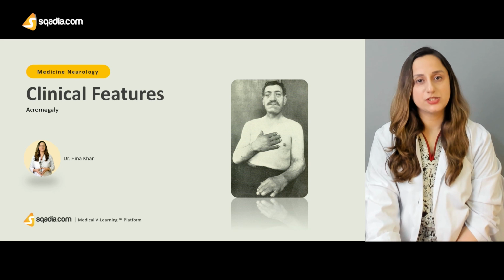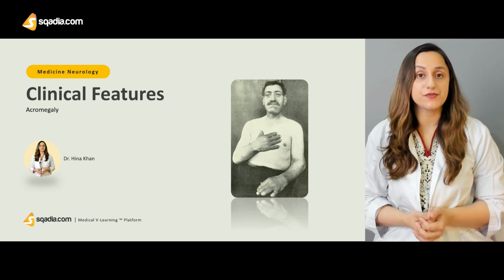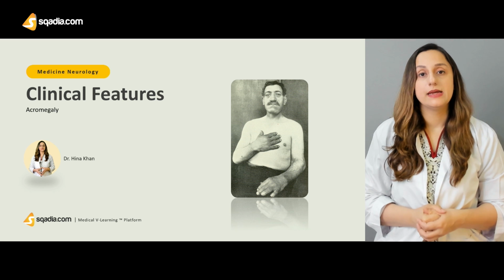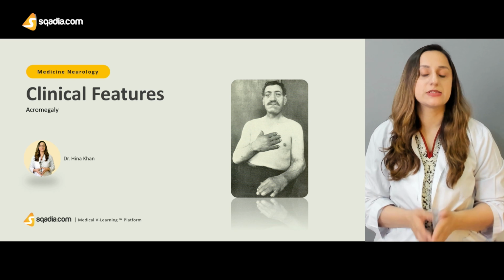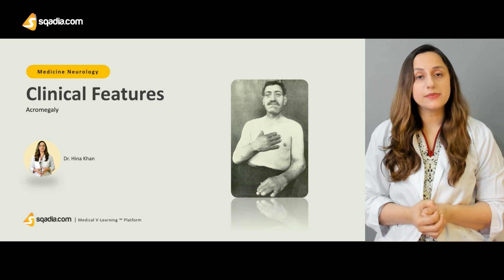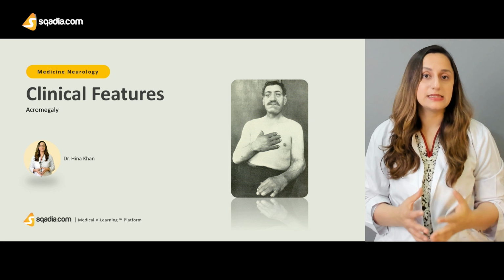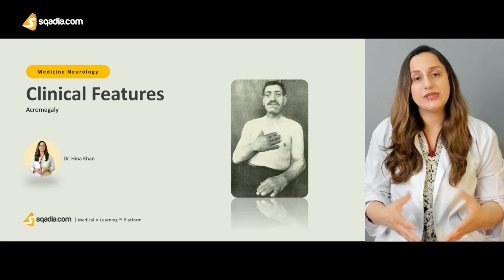So when you have these walk-in patients, and you're suspicious that they might be suffering from an underlying pathology related to growth hormone, specifically suspecting acromegaly, you can begin by inspecting the facial features and then move on to the vital signs.